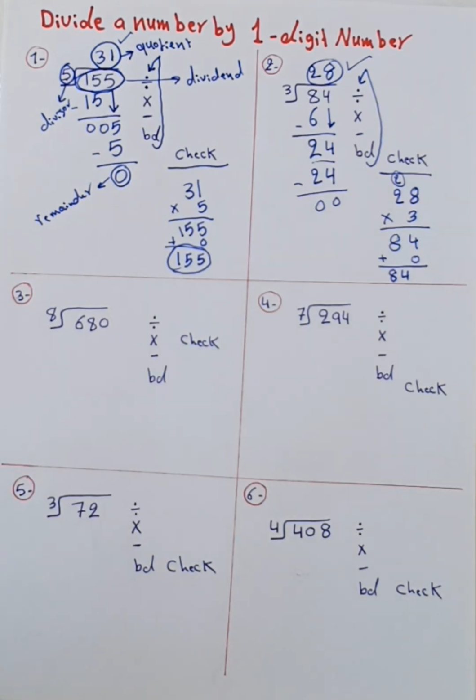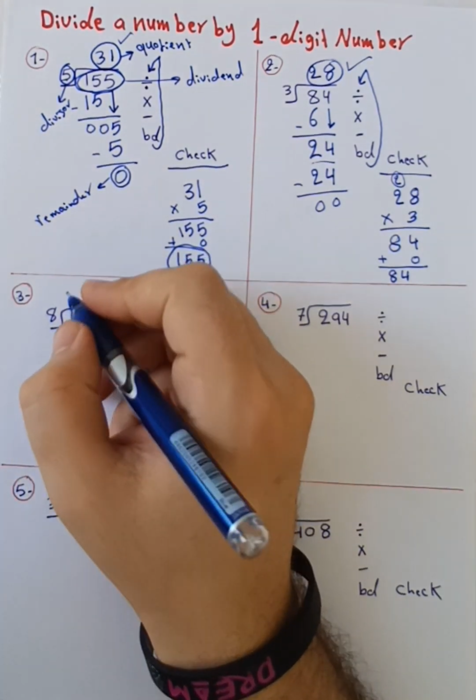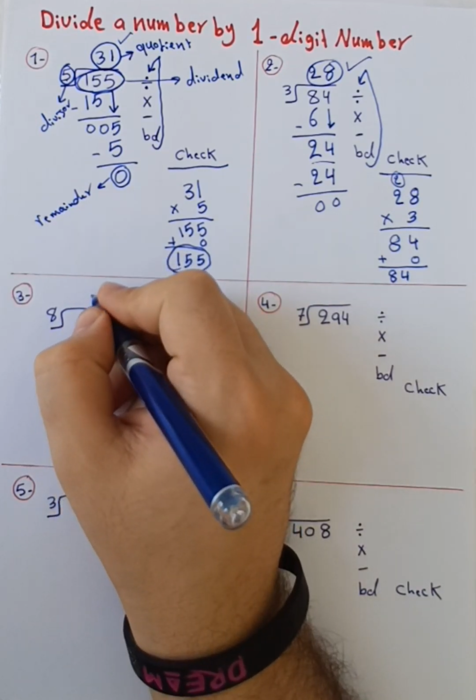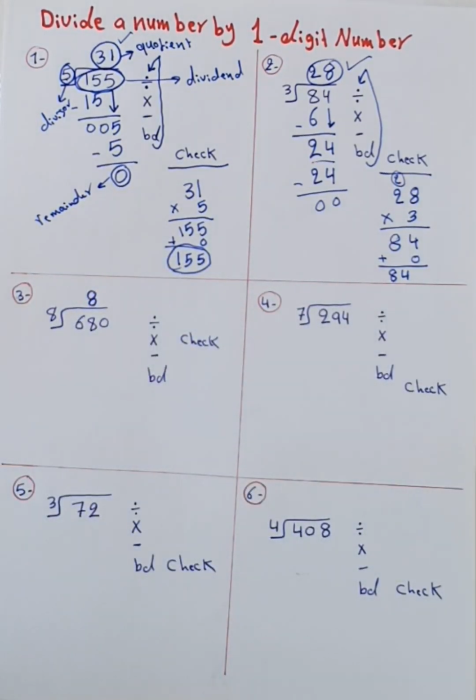We don't have any number multiplied by 8 equal to 68, but we have a number multiplied by 8 close to 68, which is 8. 8 times 8 equal to 64. 64 is close to 68. So the suitable number is 8.